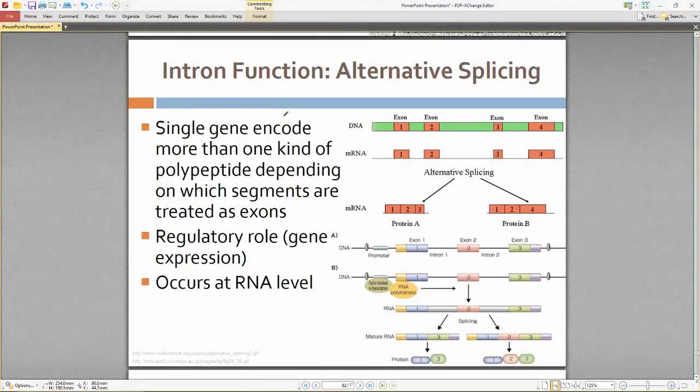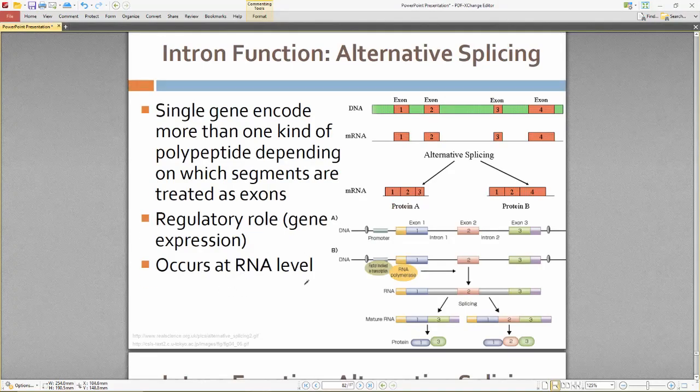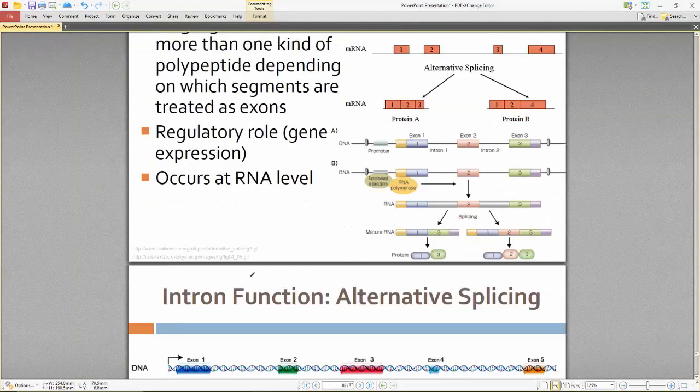Using alternative splicing, a single gene can encode more than one kind of polypeptide depending on which segments are treated as exons. So this has a regulatory role. It controls gene expression, quite literally, and it occurs at the RNA level.